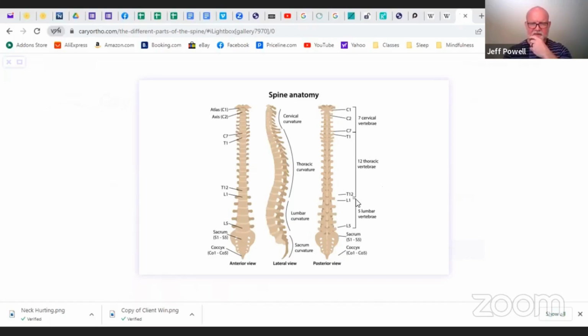And then we have lumbar. Okay, we got 5 lumbar. And then below the lumbar, we actually do have more vertebrae, but they're all fused together into this thing called the sacrum, and that ends at the coccyx, or the tailbone.